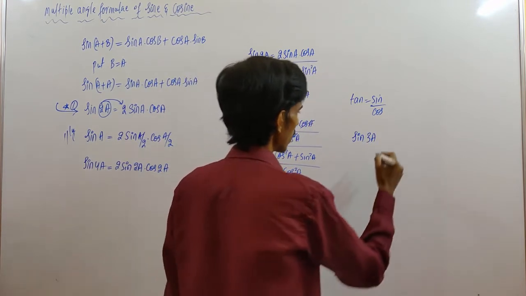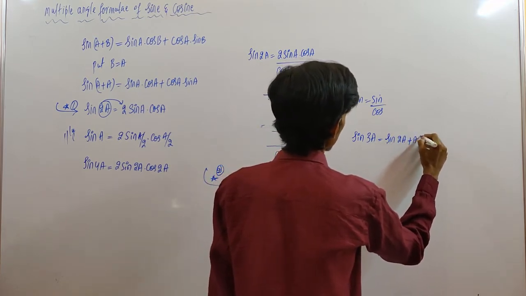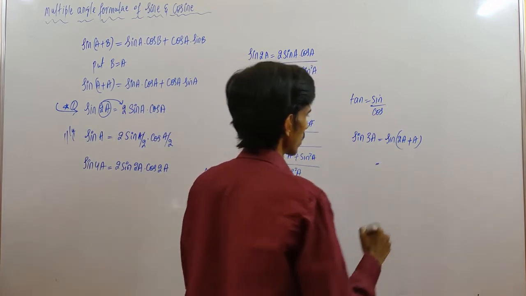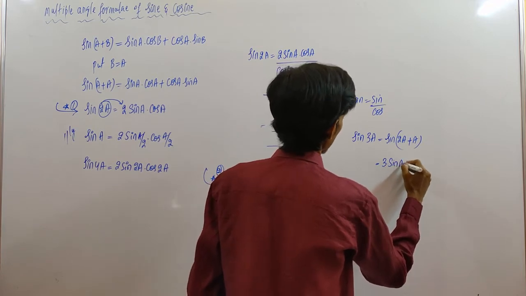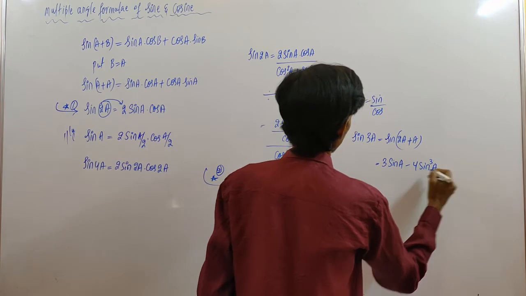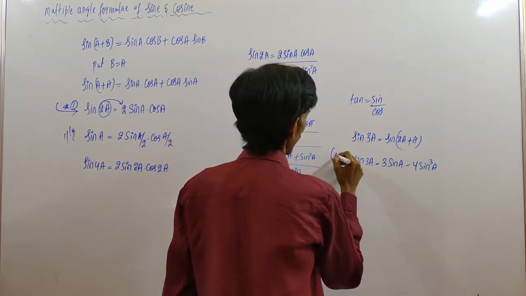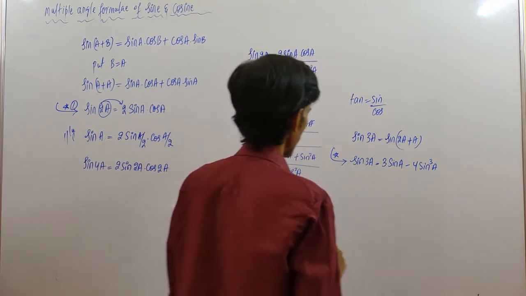Sin 3A formula can be written as sin(2A + A). Finally we will get 3 sin A minus 4 sin cube A. So one of the important formulas: sin 3A equals 3 sin A minus 4 sin cube A.